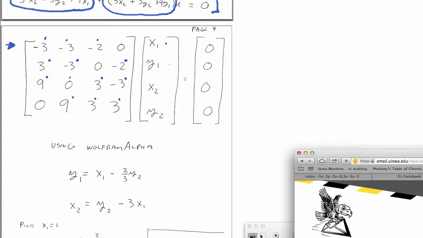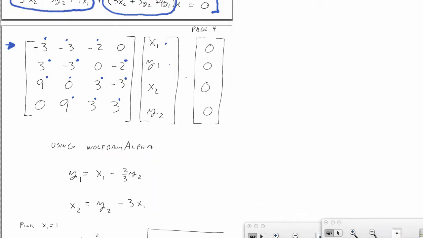Well, I use Wolfram Alpha. You can type that into the internet, and it actually will solve this system for you. And we get these equations. You can do it by hand, too, but I was just way too lazy today. So you get these two equations that result that give the relationships between the x's and the y's.